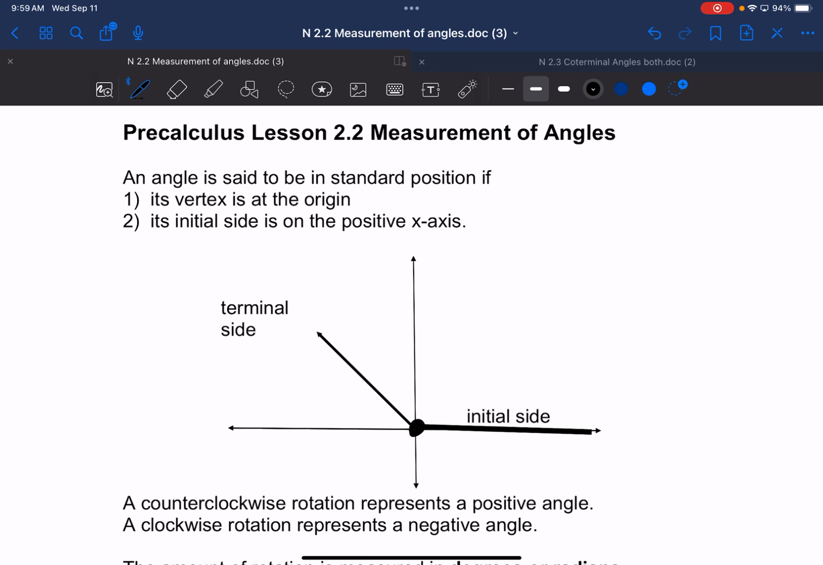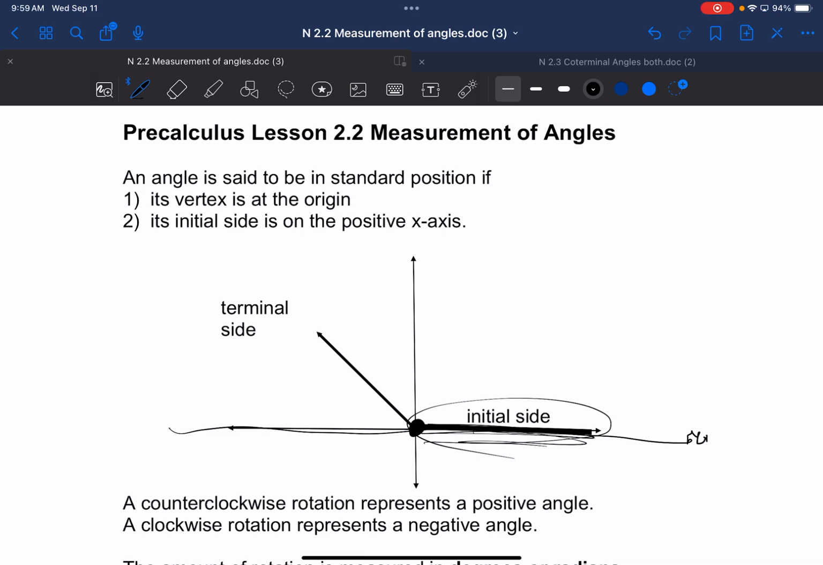Okay? And its initial side is going to be on the positive x-axis. So our x-axis runs this direction. They're saying that it needs to be on this portion of that line. So this is called your initial side. Initial is basically where it should be starting. It has to start on the x-axis for what we are talking about today to be true.